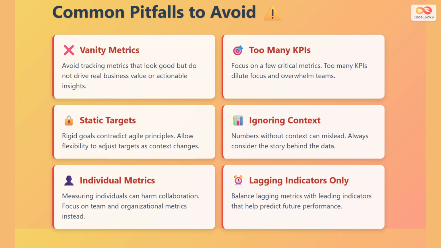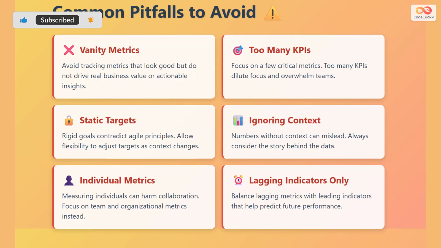Second, avoid tracking too many KPIs. When you measure everything, you focus on nothing. Too many metrics dilute team focus and create overwhelming dashboards that nobody actually uses. Third, resist static targets. Rigid goals contradict Agile principles. You need flexibility to adjust targets as context, priorities, and market conditions change.